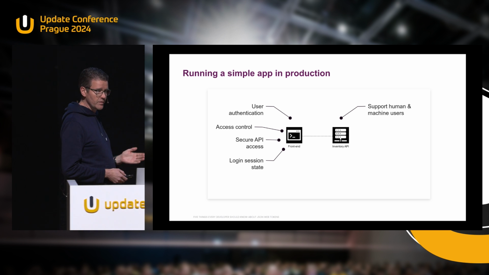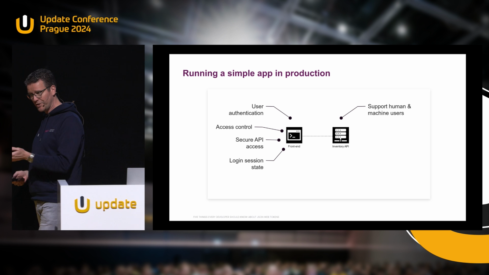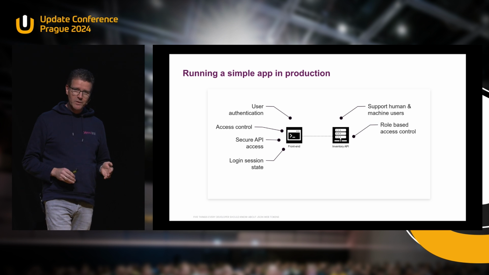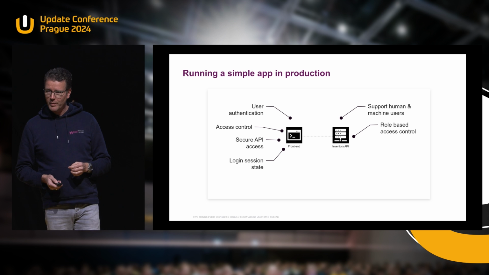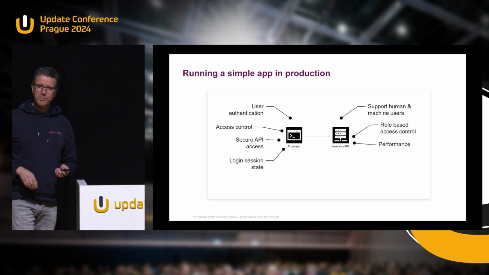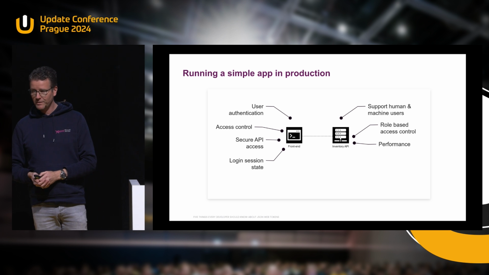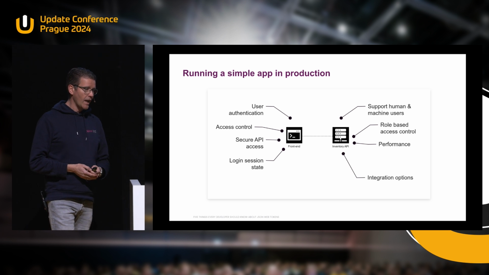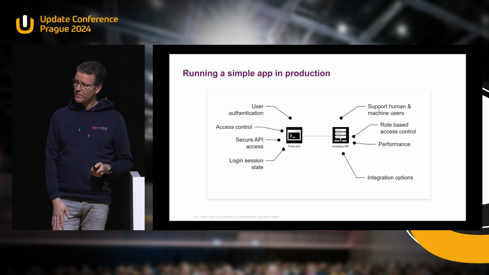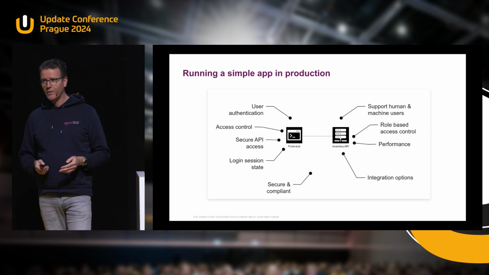You probably want to have an API being used by machine accounts and human accounts. If you do it right, you want to have some role-based access control on it. While doing all this, you need to worry about performance. So all this security stuff shouldn't bother performance too much. You may need to worry about integrating this API with downstream services. All this while remaining secure and compliant.